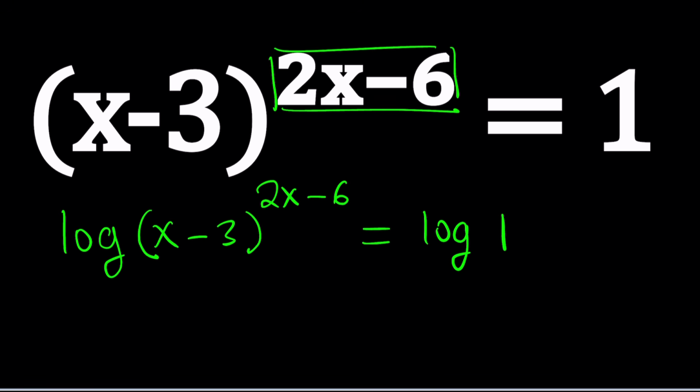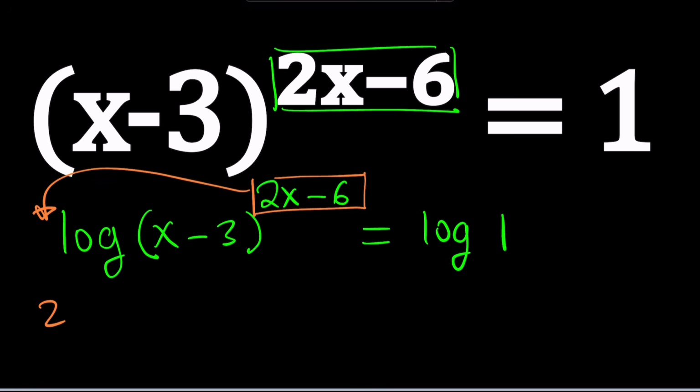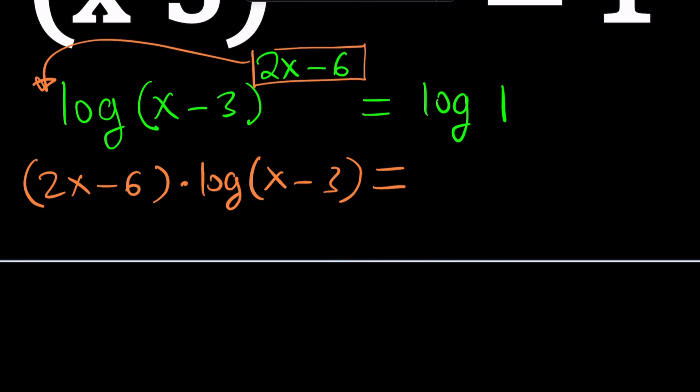Now, by log, some people mean the natural logarithm, but I'm not one of them. I just use it for base 10. So properties of logarithms tell us that we can move the exponent to the front. So let's bring it up here, 2x minus 6, and that'll be multiplied by log of (x minus 3). And as you know, log 1 at any base, of course 1 can't be a base, it has to be between 0 and 1 or greater than 1, it's 0.